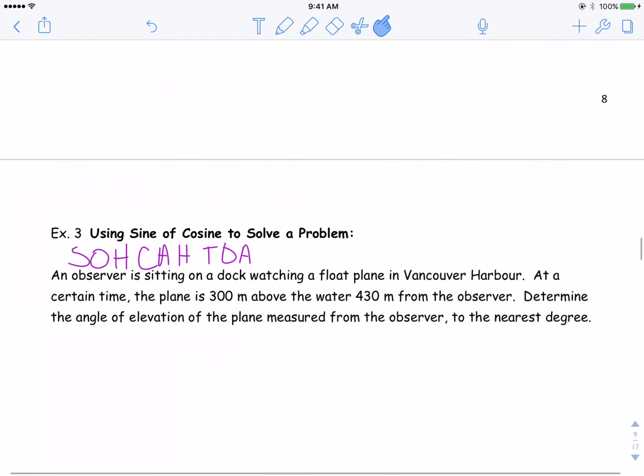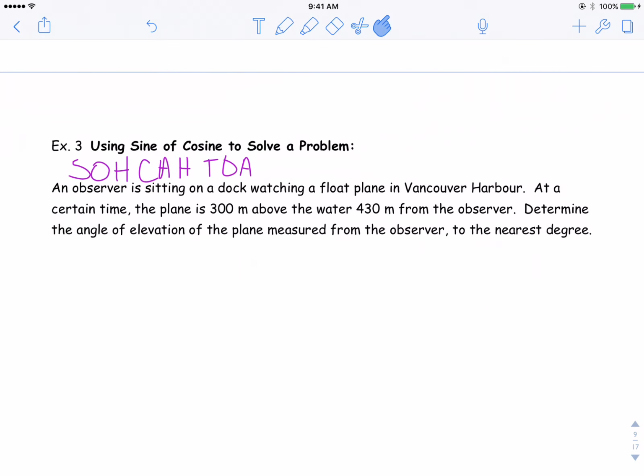So example 3 here, the only thing that we can add on or make things a little bit trickier now is put all this information into a word problem. So here's our word problem. An observer is sitting on the dock watching a float plane at the Vancouver harbor. At a certain time, the plane is 300 meters above the water, 430 meters from the observer. Determine the angle of elevation of the plane measured from the observer to the nearest degree.